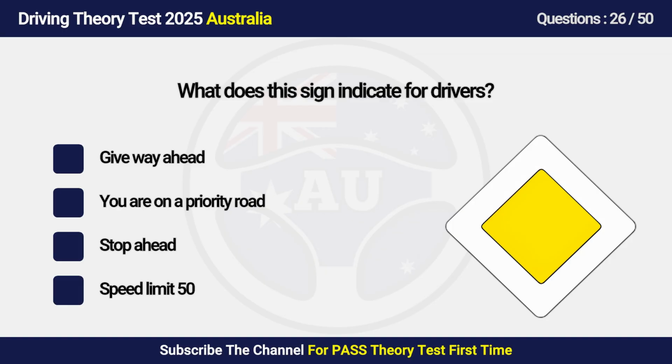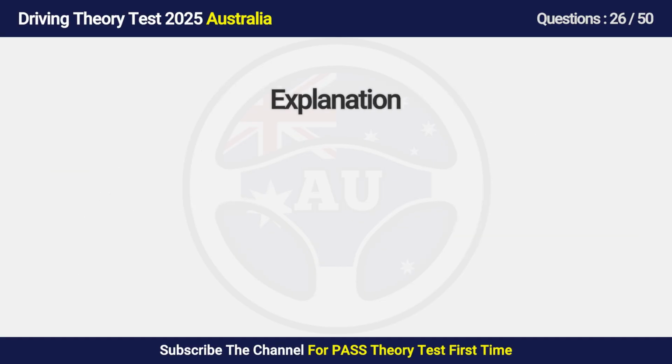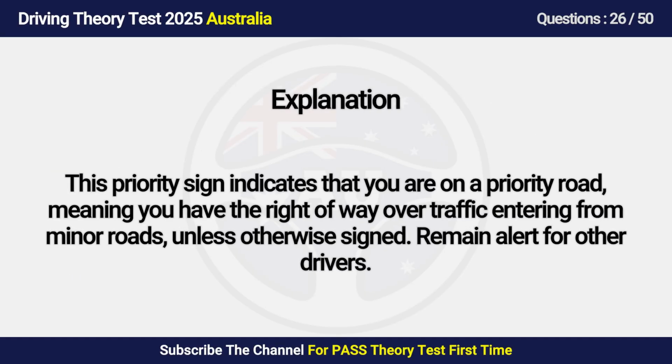A. Give way ahead. B. You are on a priority road. C. Stop ahead. D. Speed limit 50. Answer is B. You are on a priority road. This priority sign indicates that you are on a priority road, meaning you have the right of way over traffic entering from minor roads, unless otherwise signed. Remain alert for other drivers.